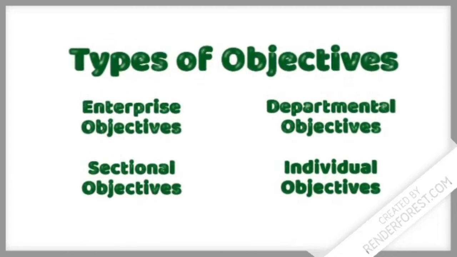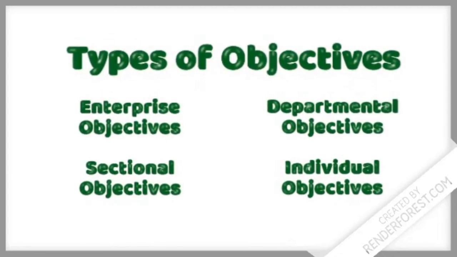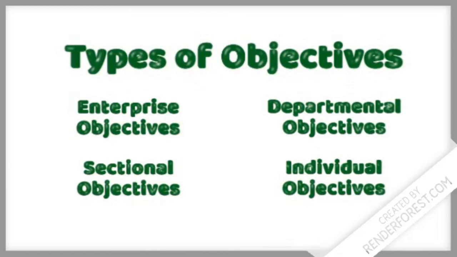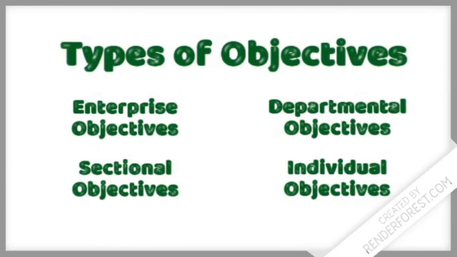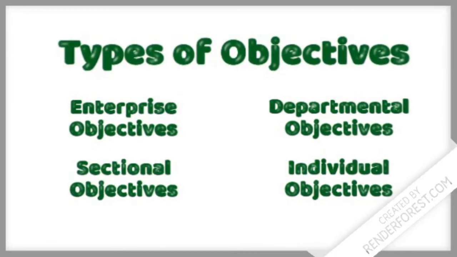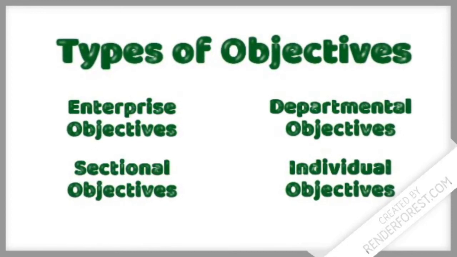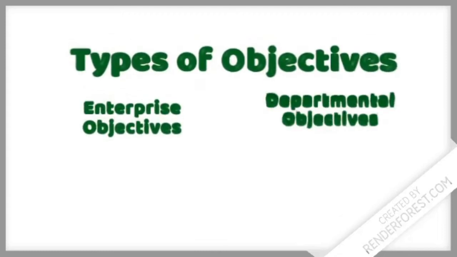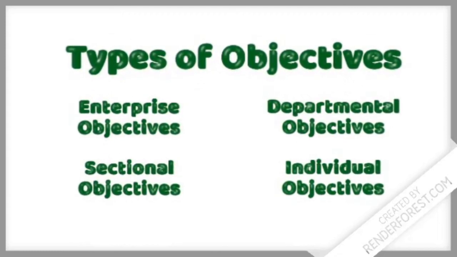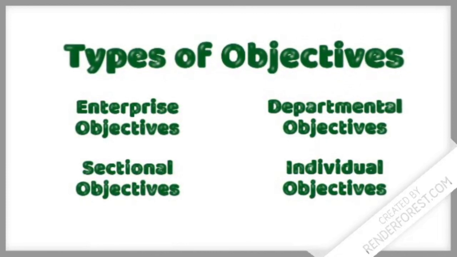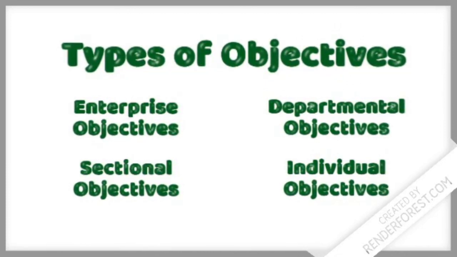There are the sectional objectives as well, which are further narrow in nature. For example, the packaging section decides to pack 150 units daily to meet the target of 9,000 units sale in September. The individual objectives are the personal goals that each member of an organization would like to achieve, such as higher salary or promotion, etc.